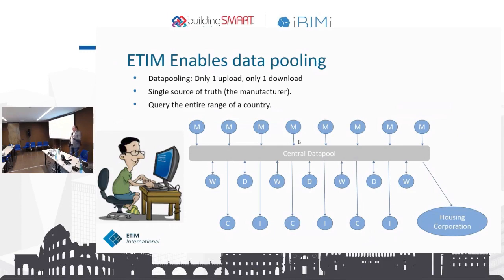So ETIM enables data pooling. I mean, that's one of the primary use cases. And the website of a wholesaler is also a data pool. Remind that. So now the wholesaler is not only in the distribution business of real products, but also in the distribution business of their information.